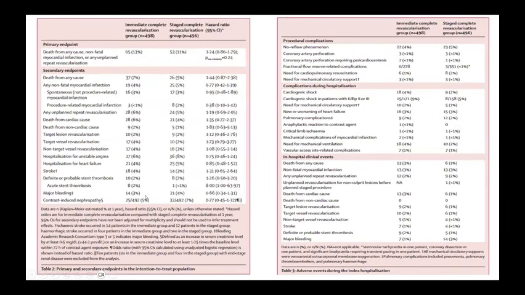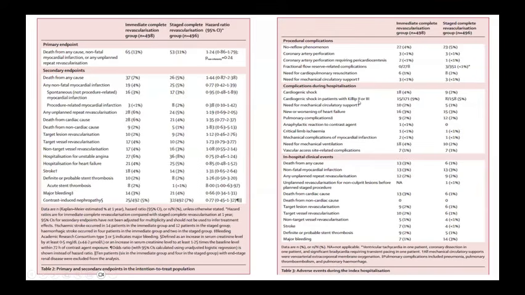From these 2 big tables, I want to focus on 2 things. On the left-hand table, the primary endpoint, which is death from any cause or non-fatal MI or any unplanned revascularization, was 65 patients in the immediate complete revascularization versus 53 patients in the staged revascularization. So more patients had events in the immediate complete revascularization versus the staged.